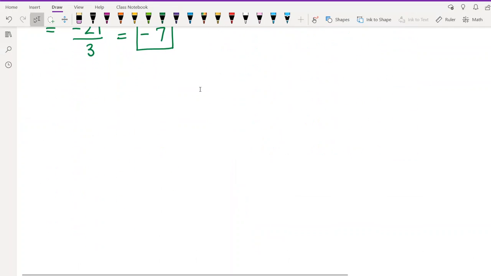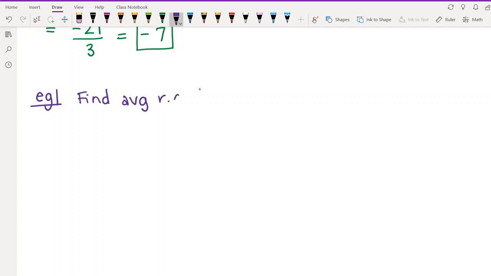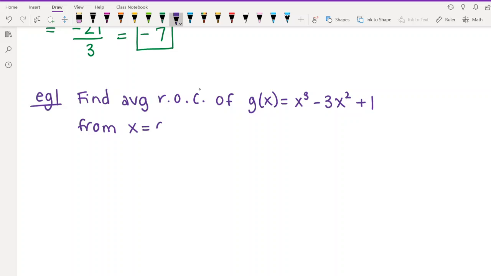Okay, so we're going to do a couple more examples. I would encourage you to try some of these yourself. So they're going to be fairly similar to the last one, although I picked these next two to each bring up something a little bit different. So this next one, we're going to find the average rate of change of the function g of x is equal to x cubed minus 3x squared plus 1. And we're going to do it from x is equal to 0 to x is equal to 3.